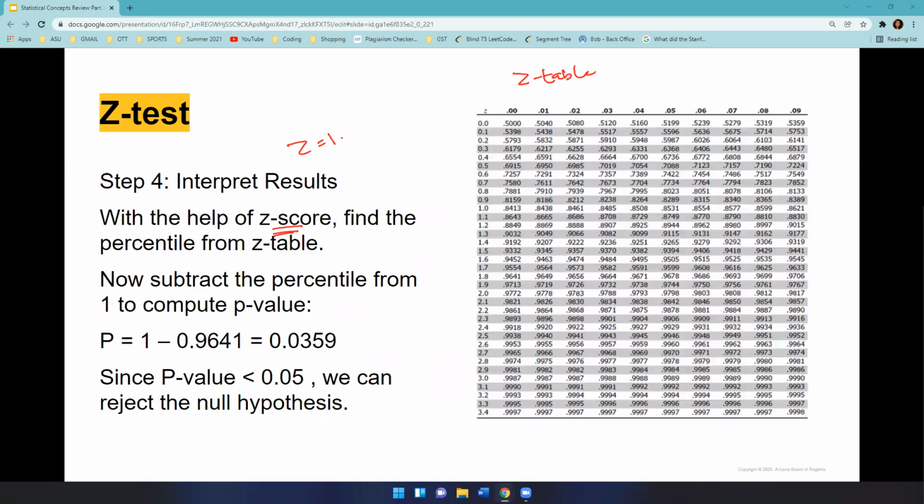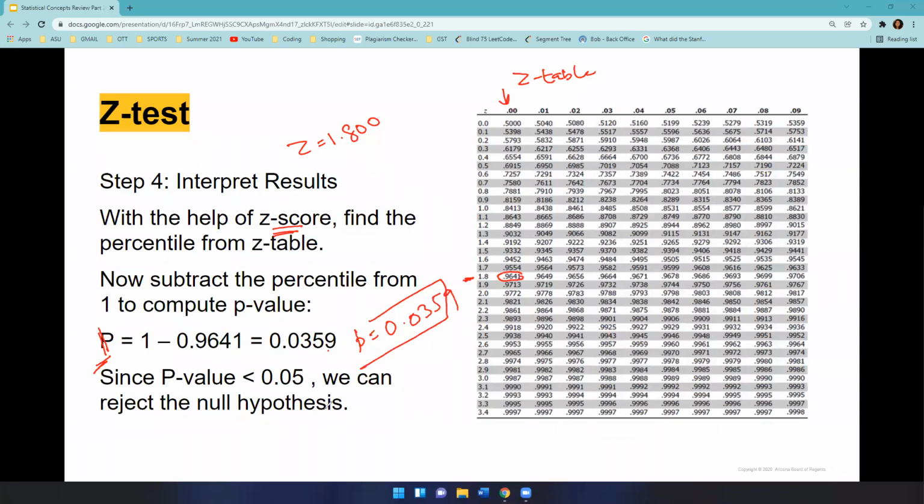So we got the z value as 1.8. So we'll go to our z table and we'll find 1.8. So right here is 1.8. And since the decimal value is 00, we'll go to this 00 and we'll find the corresponding value. So we got the value as 0.9641. And so we'll subtract it from 1 to get the p value. So we'll get the value as 0.0359. So the p value is 0.0359.